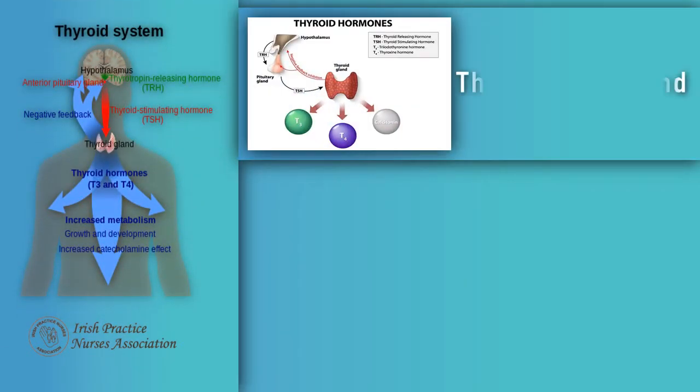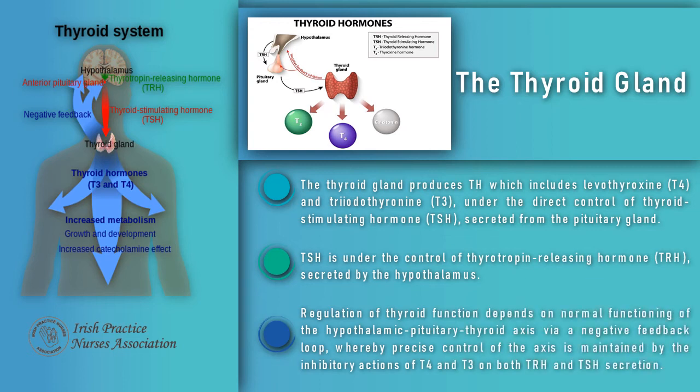The thyroid gland produces thyroid hormone, which includes levothyroxine, which is T4, and triiodothyronine, which is T3, under the direct control of thyroid-stimulating hormone secreted from the pituitary gland. TSH is under the control of thyrotrophin-releasing hormone secreted by the hypothalamus. Regulation of thyroid function depends on normal functioning of the hypothalamic pituitary thyroid axis via a negative feedback loop, whereby precise control of the axis is maintained by the inhibitory actions of T4 and T3 on both TRH and TSH secretions.